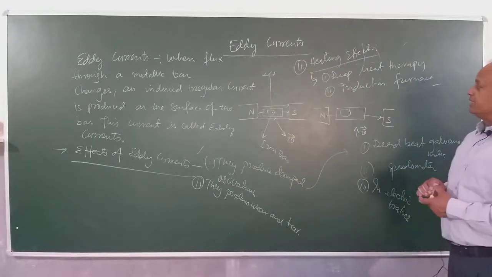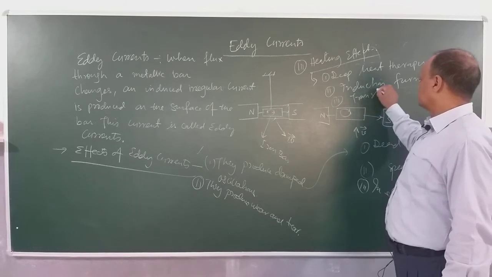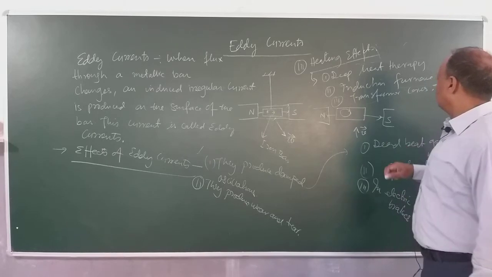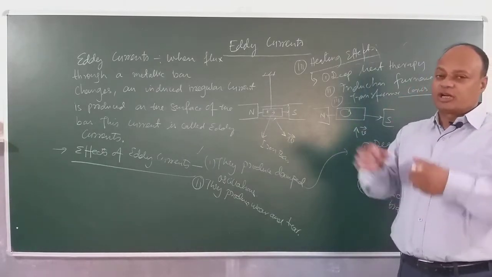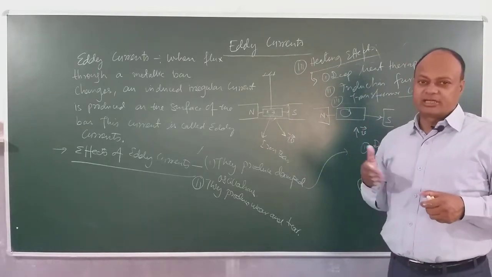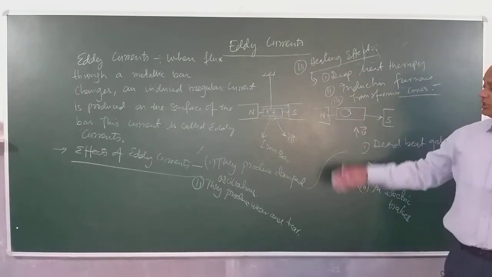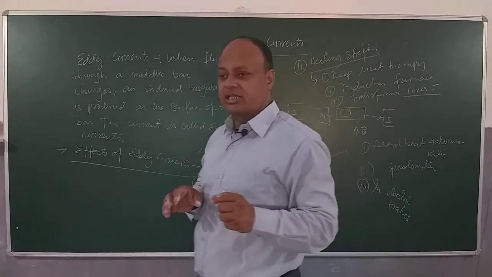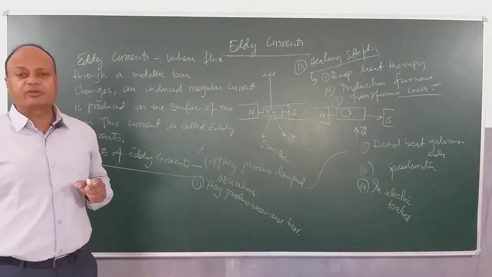Again in transformer cores, when we will be doing transformer, you will be seeing that eddy currents are a big problem. We can't use one continuous metallic core. We use a number of laminated plates, so that we can minimize eddy currents. Clear? So these are major effects of eddy currents. So children, eddy currents are nothing but irregular currents which are produced on the surface of a metallic bar when it is allowed to move in a magnetic field. Okay.